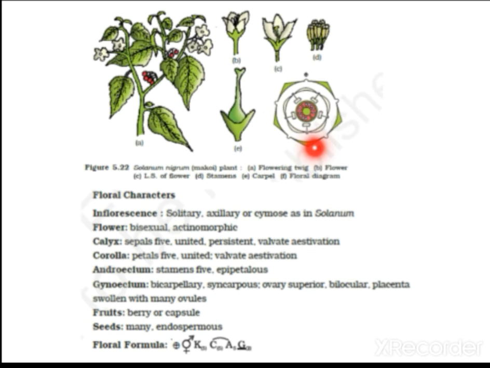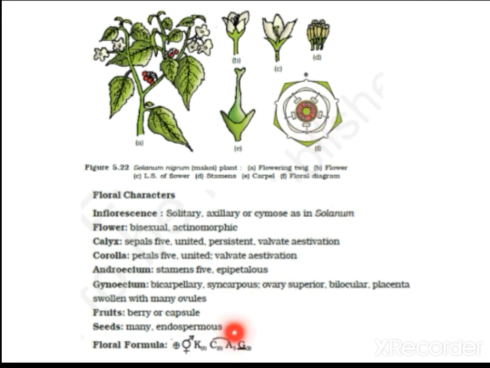Here in the floral diagram they have given one line, and with the help of that line, it shows the stamens are attached along with the petals. The sepals have been shown in green color, the petals in white color, and the androecium is attached. That's why it is epipetalous. So inside that is the gynoecium.